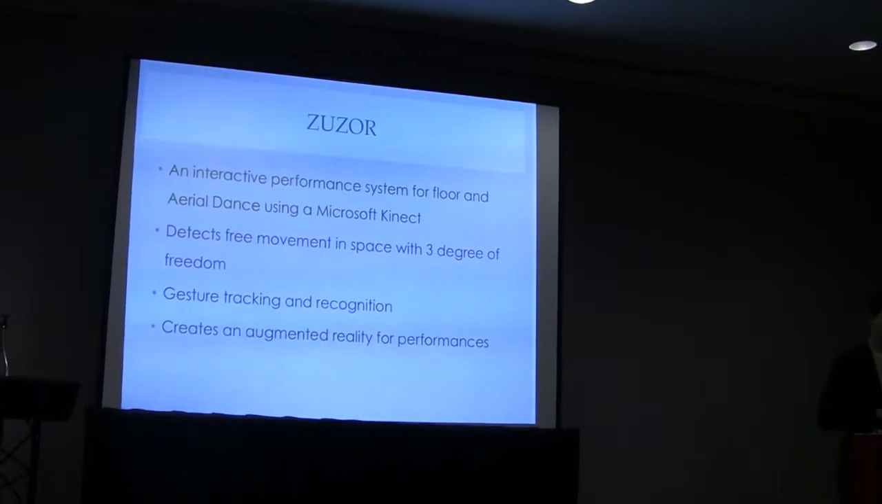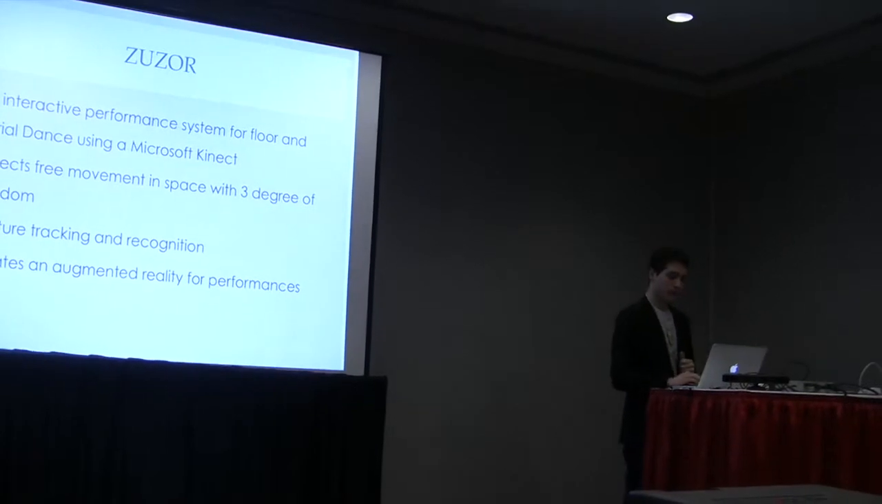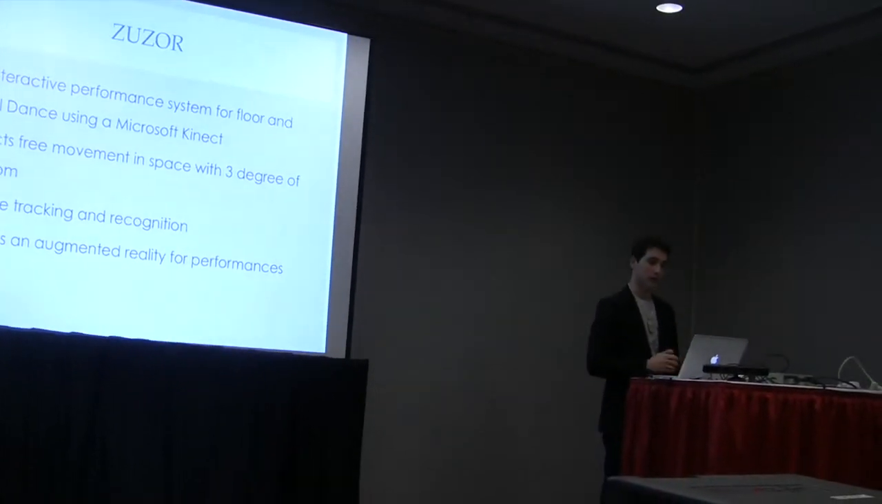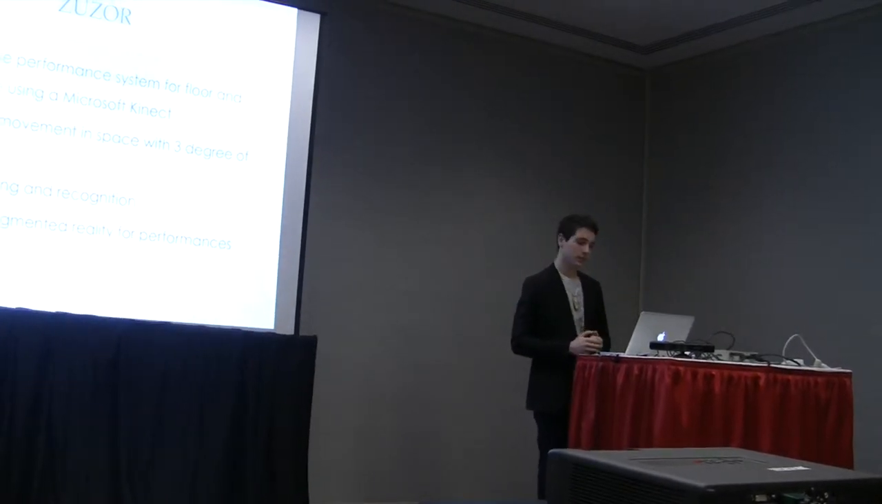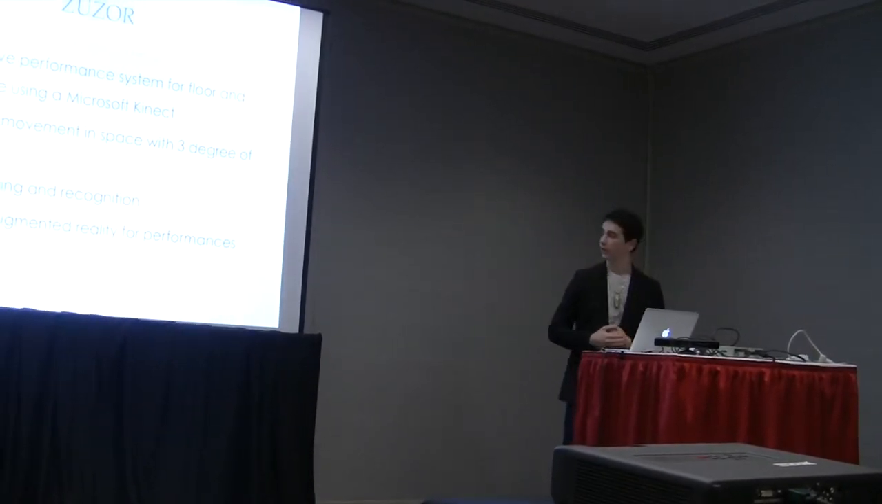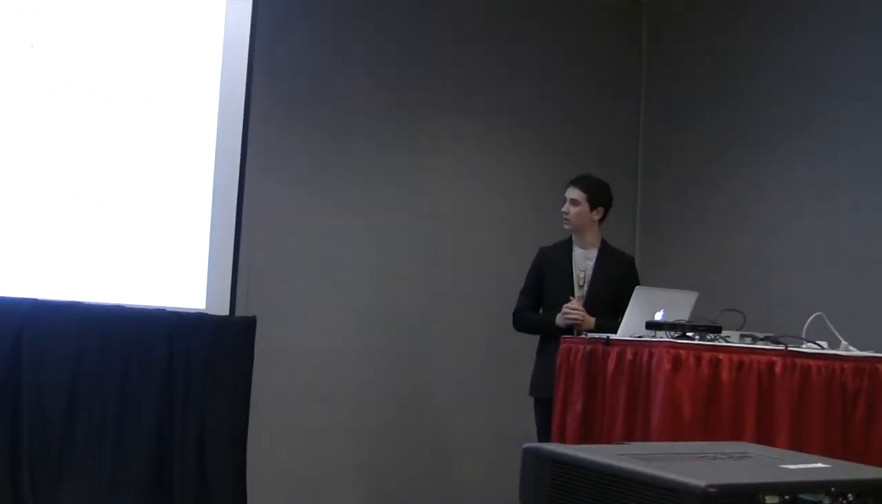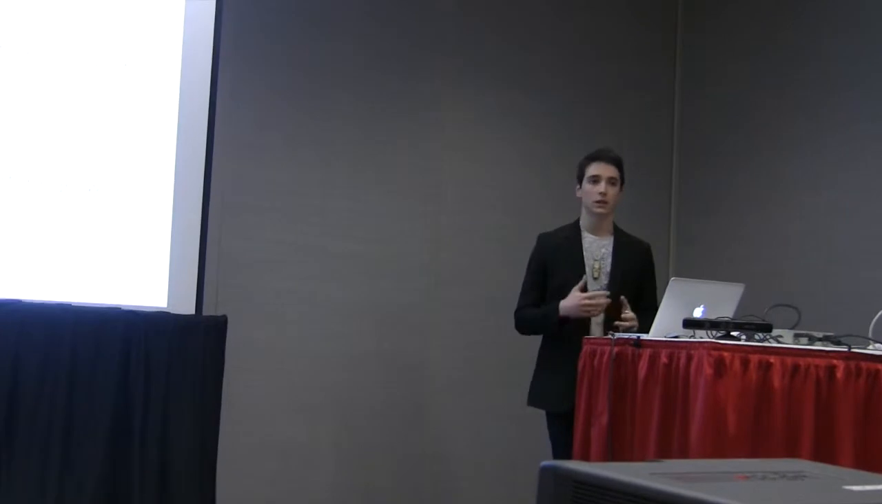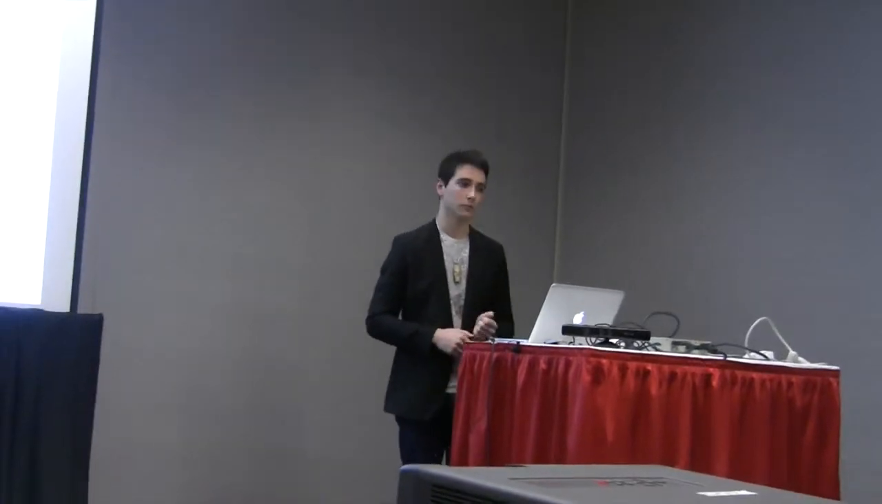What our system does is detect free movements in space with 3 degrees of freedom. It can measure and track movements, and it has some gesture recognition and tracking capabilities using a simplified hidden Markov model. Additional video effects can be used by using depth and other aspects given from the Kinect. This is used to create an overall augmented reality for the performances and create a new performance stage.